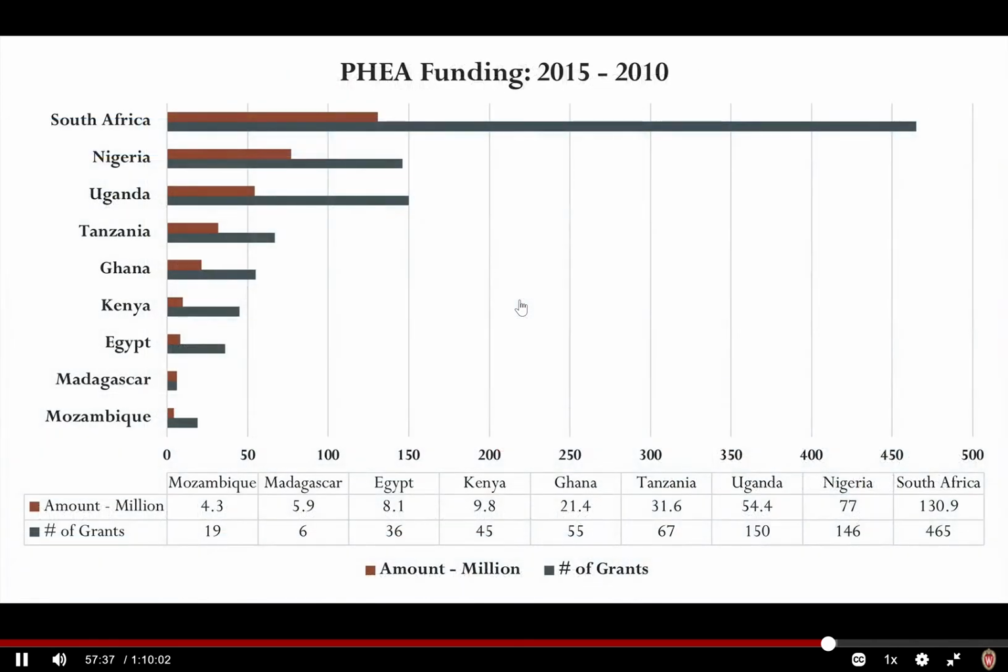I could have talked in detail about the Partnership for Higher Education in Africa, but this is a snapshot of where the funding went between 2015 and 2010. You see that the bulk of the money is going into South Africa, which already has a very well-established higher education system. Nigeria, Uganda, and Tanzania, right? The same countries benefiting.